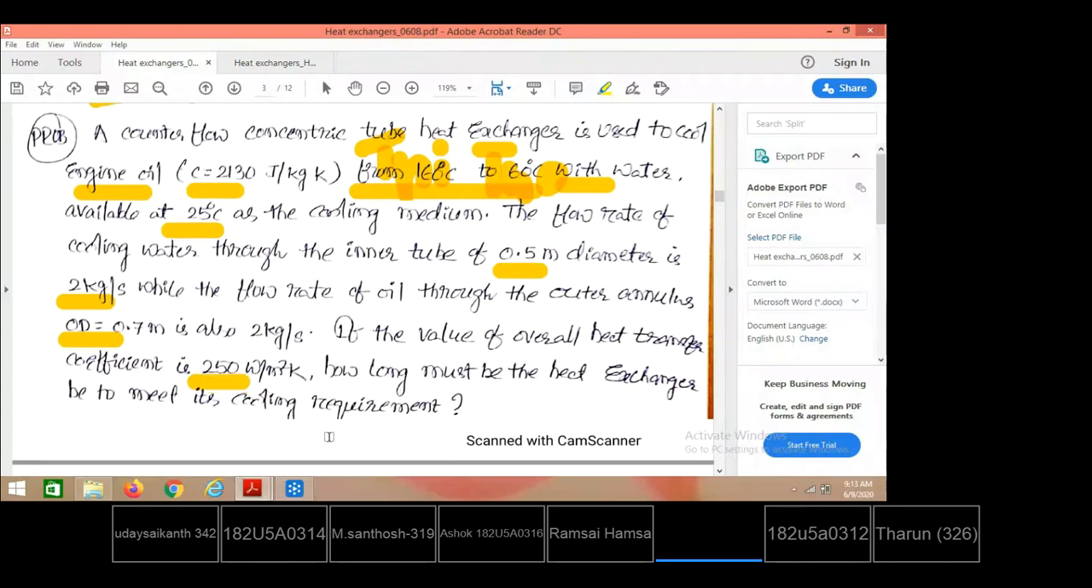How long must the heat exchanger be? What is the length of the heat exchanger? In the earlier case, knowing all other things, we decided the heat exchanger area. Since the tube has a circular or cylindrical shape, pi d l is the area. So by equating A to pi d_i L, the length of the heat exchanger can be fixed. Given the inner tube diameter as 0.5 meters, what is the length of the tube required? They are asking you to calculate that.